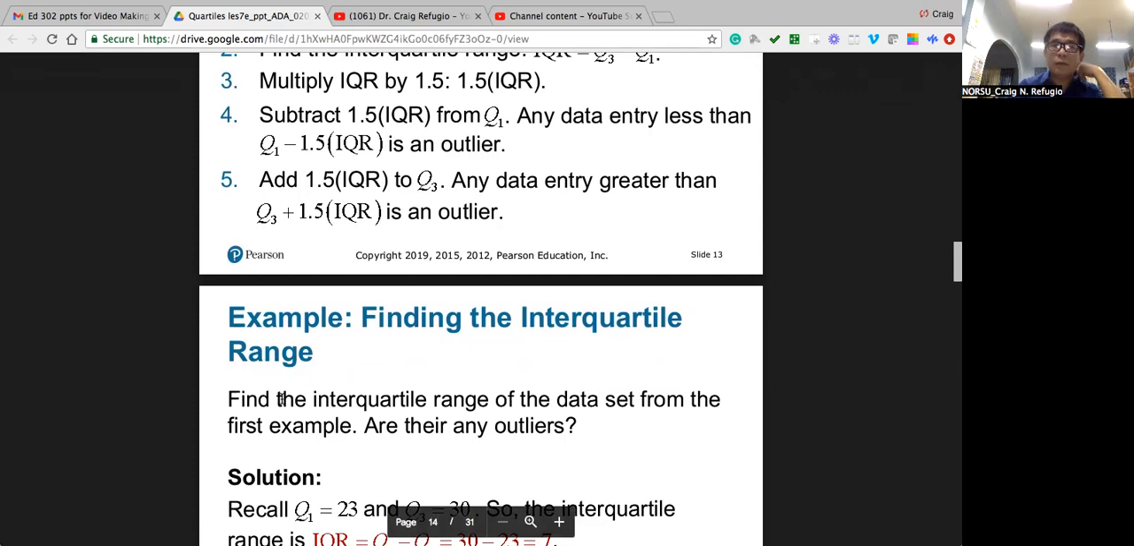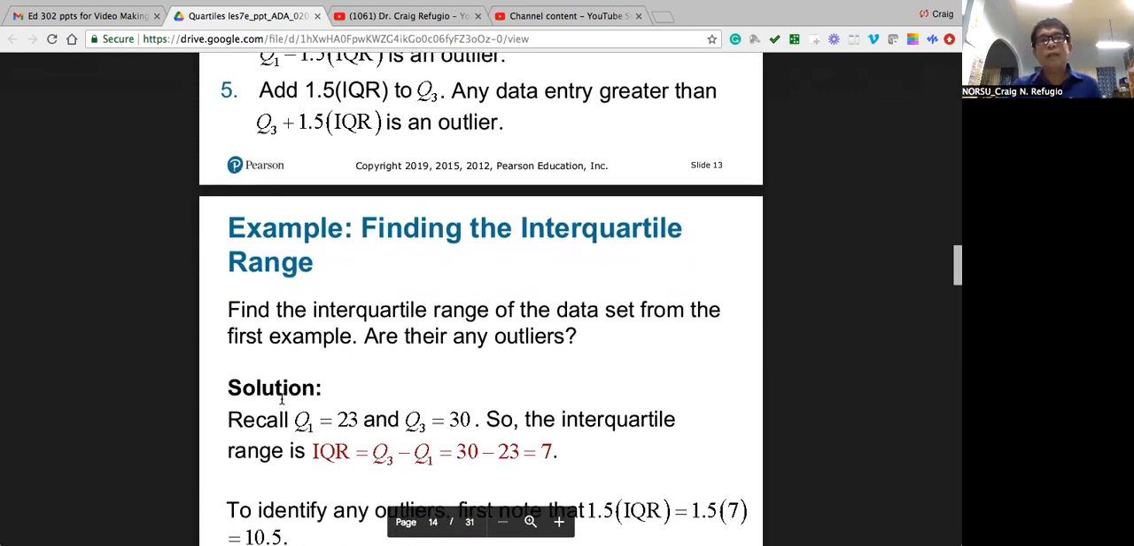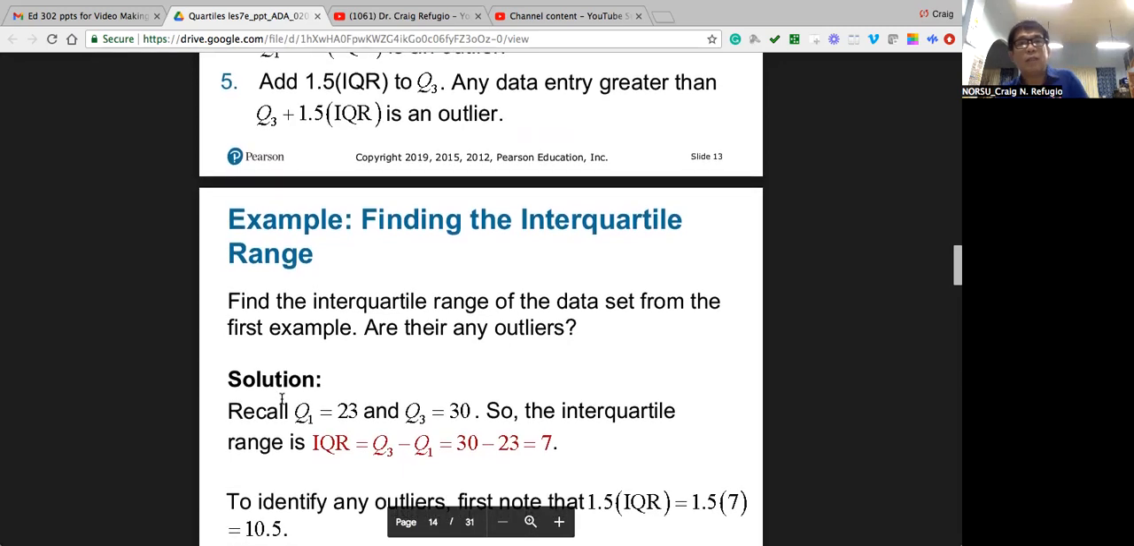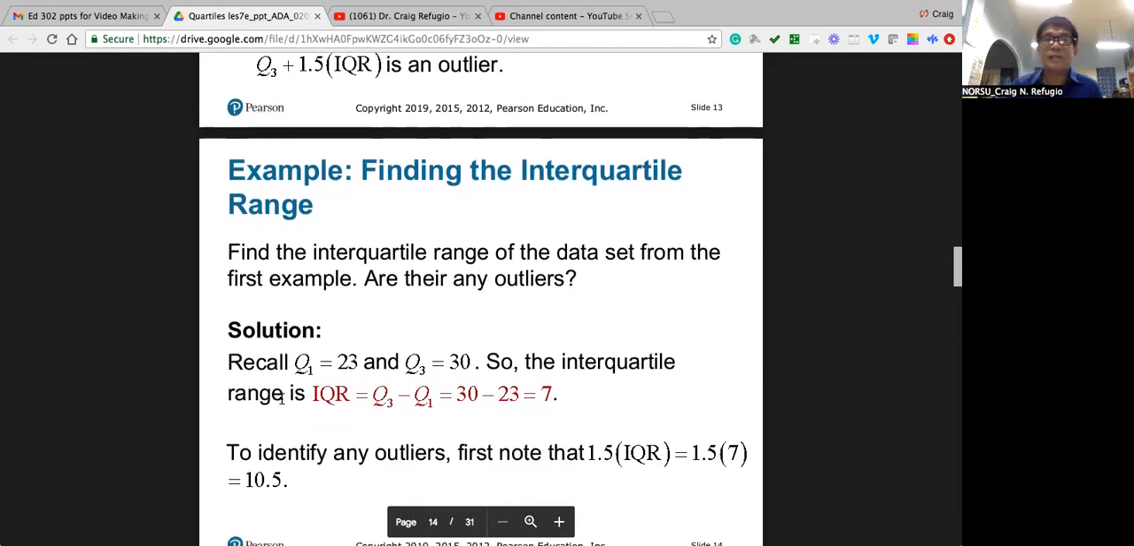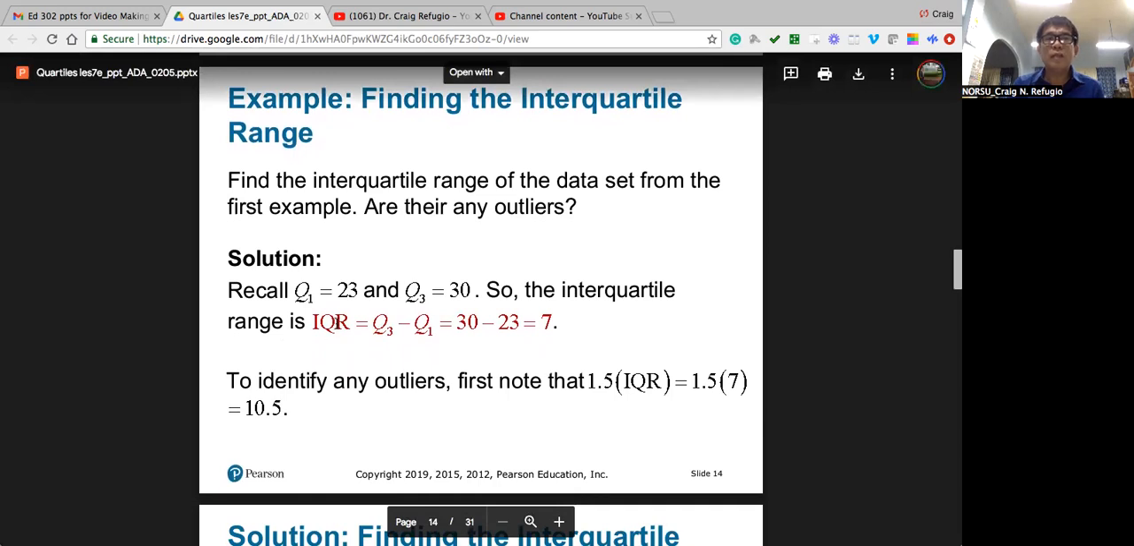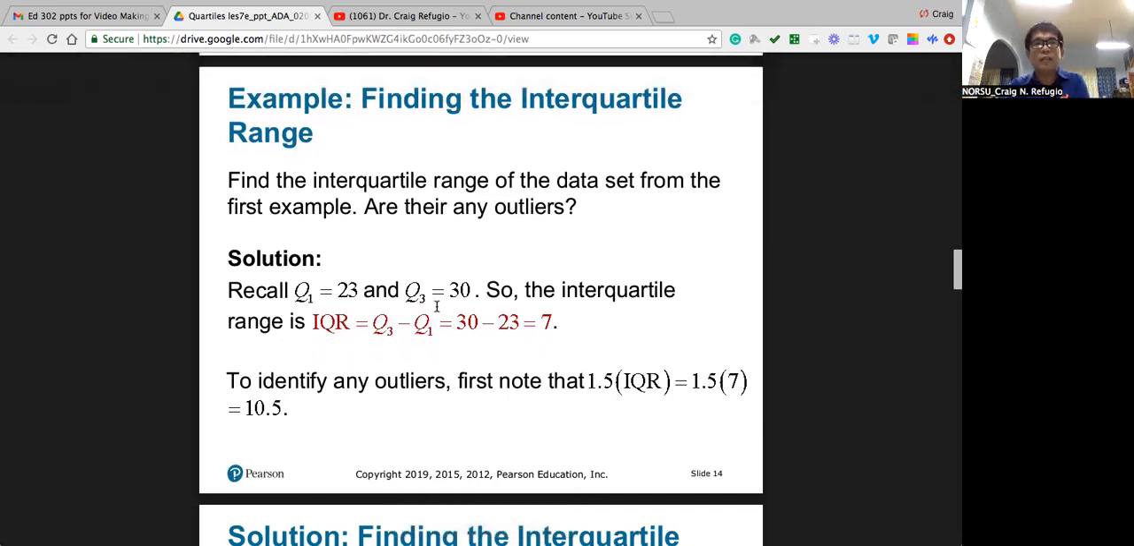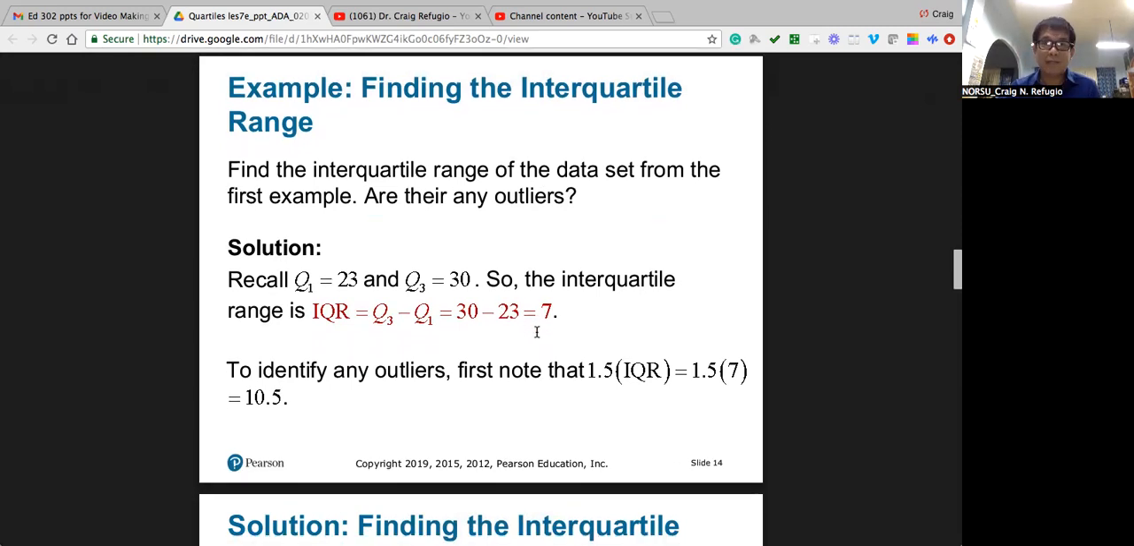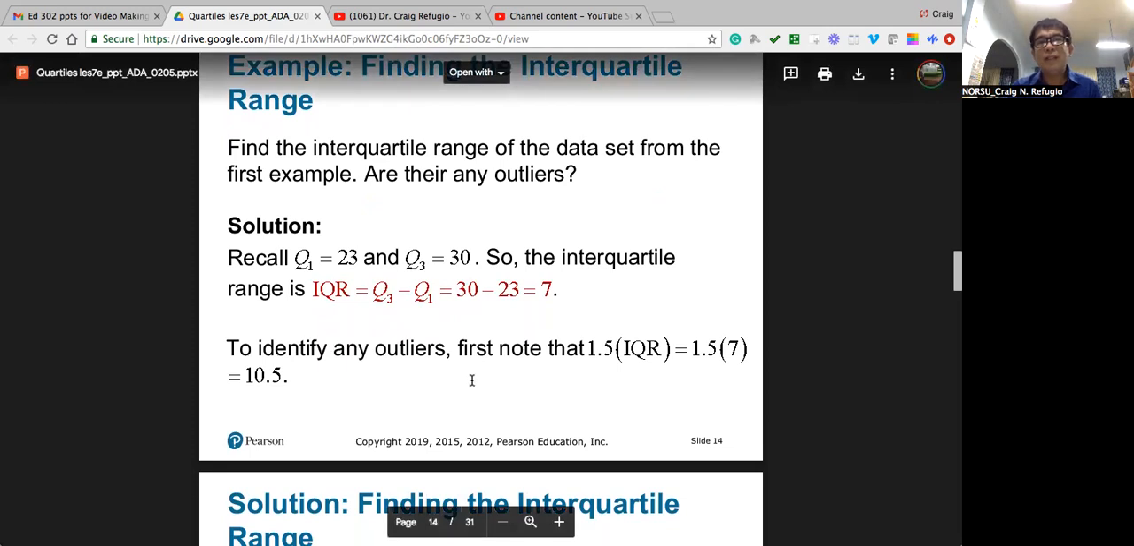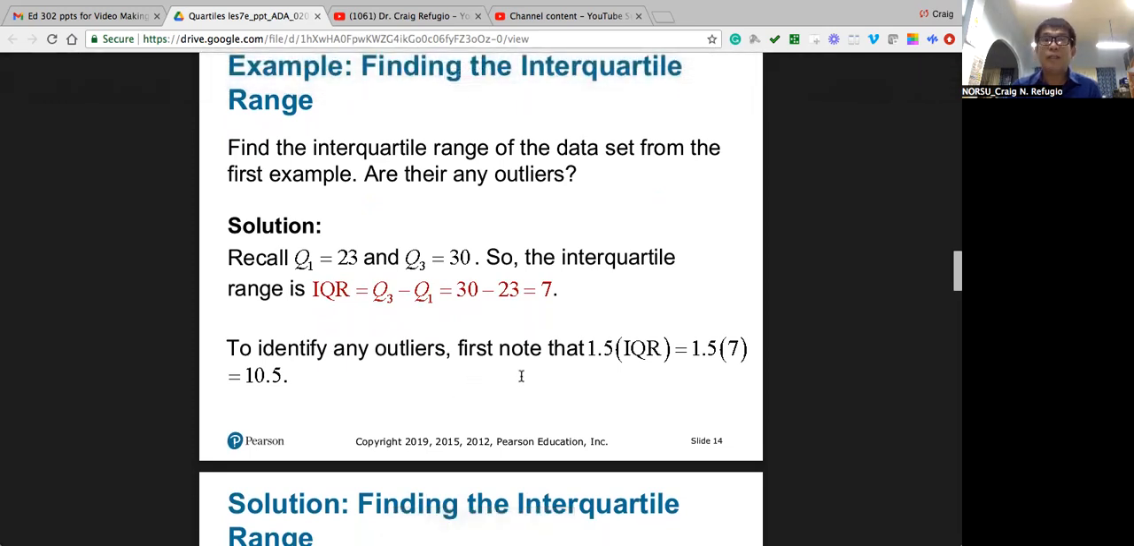So find the interquartile range of the data set from the first example. Are there any outliers? Q1 is 23, Q3 is 30. So the interquartile range is Q3 minus Q1, so 30 minus 23 is equal to 7. To identify any outliers, we follow the formula. 1.5 times IQR is equal to 1.5 times 7.